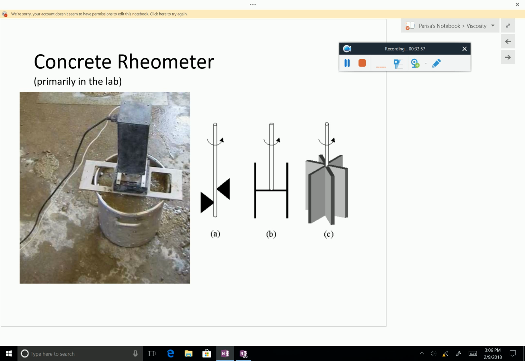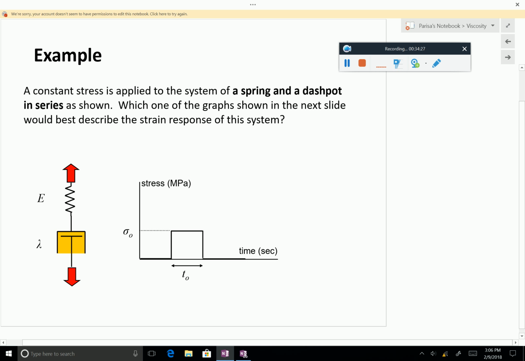It turns out that you can even measure viscosity in the field. For example, you can have this kind of plates that you can bring and place inside fresh concrete. And again, what you measure is how much torque you are applying. You also measure the strain, and you always have to look at the relationship between stress and strain rate. This is more like an introduction. I don't expect you to know the details, just that you have an idea how to measure it.